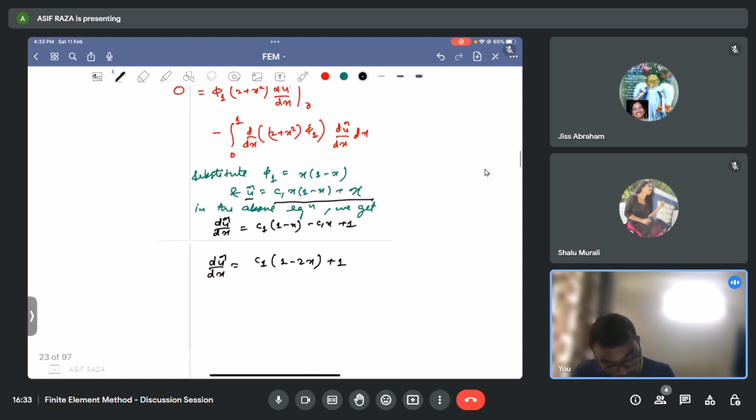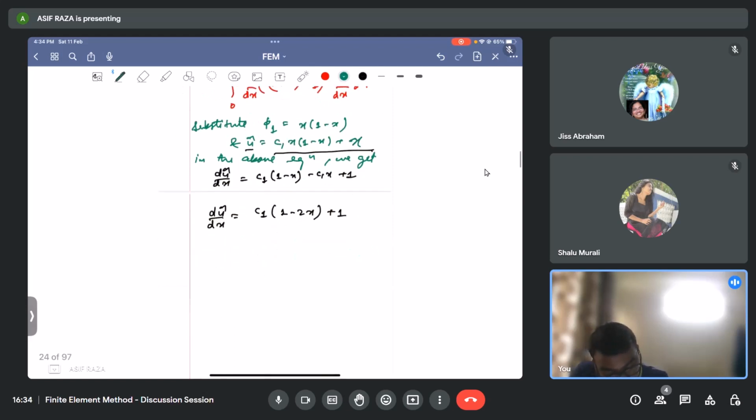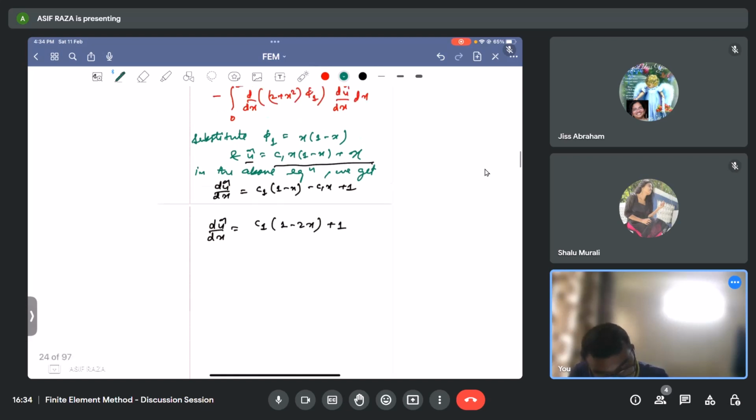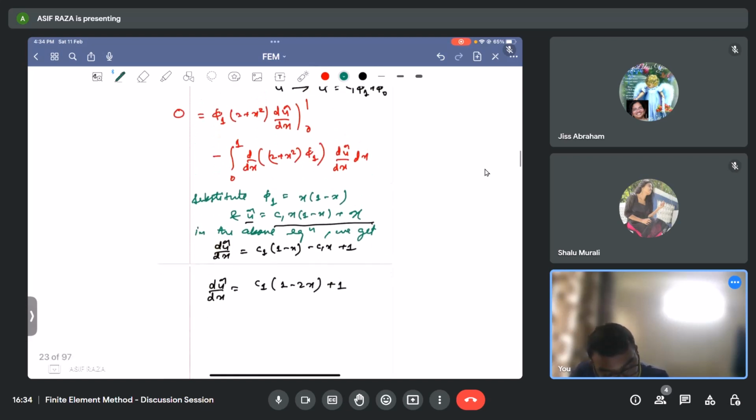Now substitute this phi 1, u hat and du hat by dx in the above equation. We will get phi 1 as x 1 minus x times 2 plus x square. Du hat is c1 times 1 minus 2x plus 1.